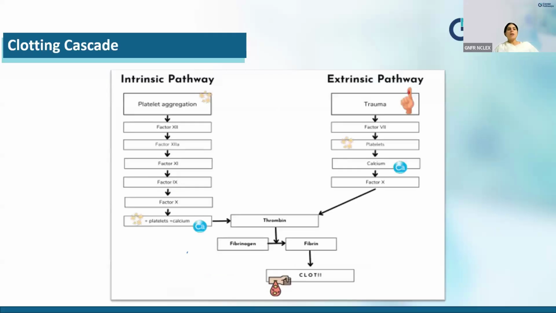So this is the clotting cascade. Kavita, read this intrinsic pathway and try to explain. Where you get stuck, I will explain. Intrinsic pathway: platelet aggregation that leads to factor 7. Ma'am, I don't know all the clotting factors, but this stimulates.